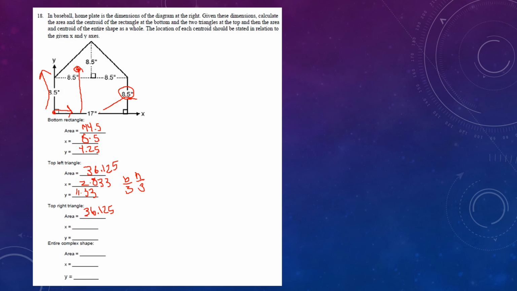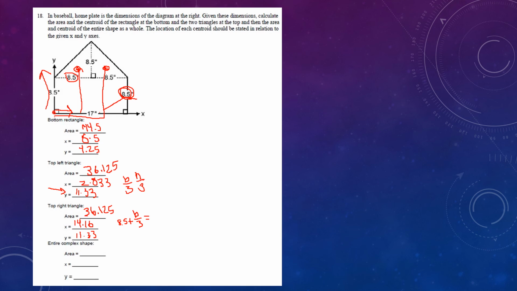Top right triangle is the same way. However, same mistake a lot of people make. They forget to add this 8.5 to it and this 8.5 to it. So the centroid from the 0, 0 origin is going to be over here and up. So you cannot forget to add 8.5 automatically to your base over 3. So that is going to be equal to 14.16 in the positive direction. Same thing with the y. This one's actually already done up here. It's going to be your same answer. Your y value is still going to be 11.33.